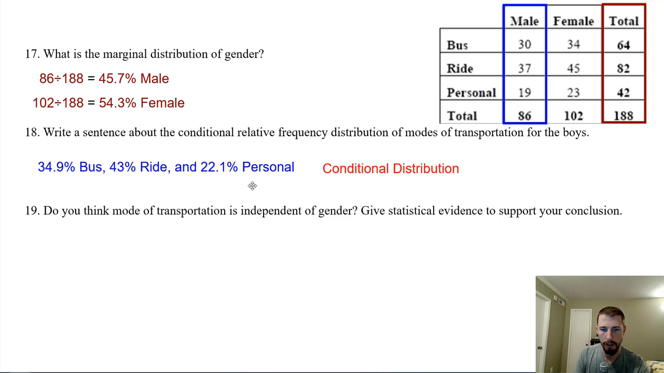Altogether, those should all add to 100, and they do. And this is our conditional distribution for boys, their distribution of mode of transportation.